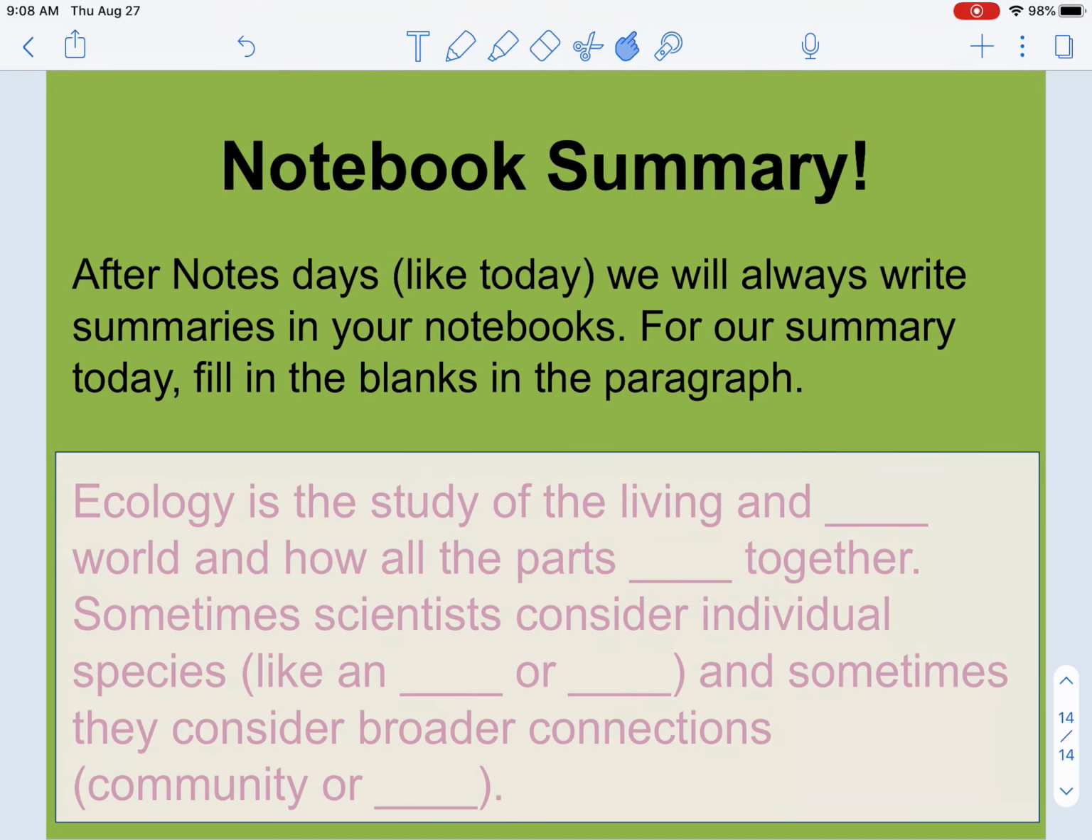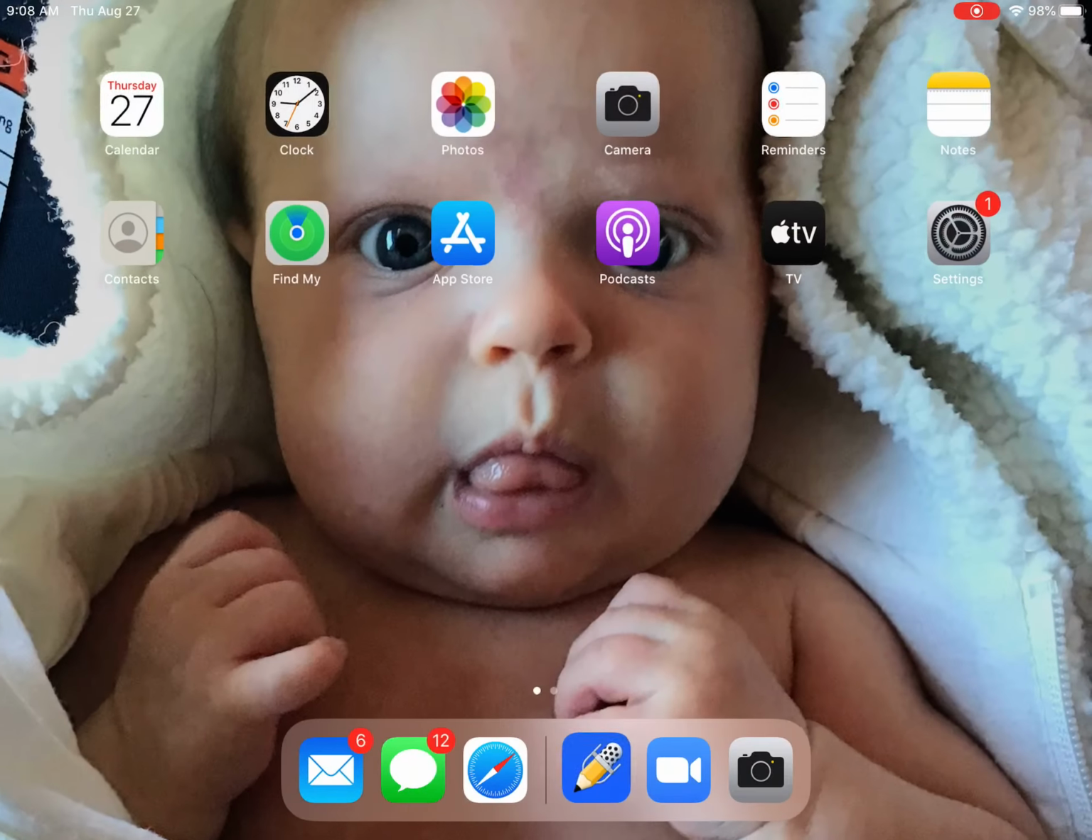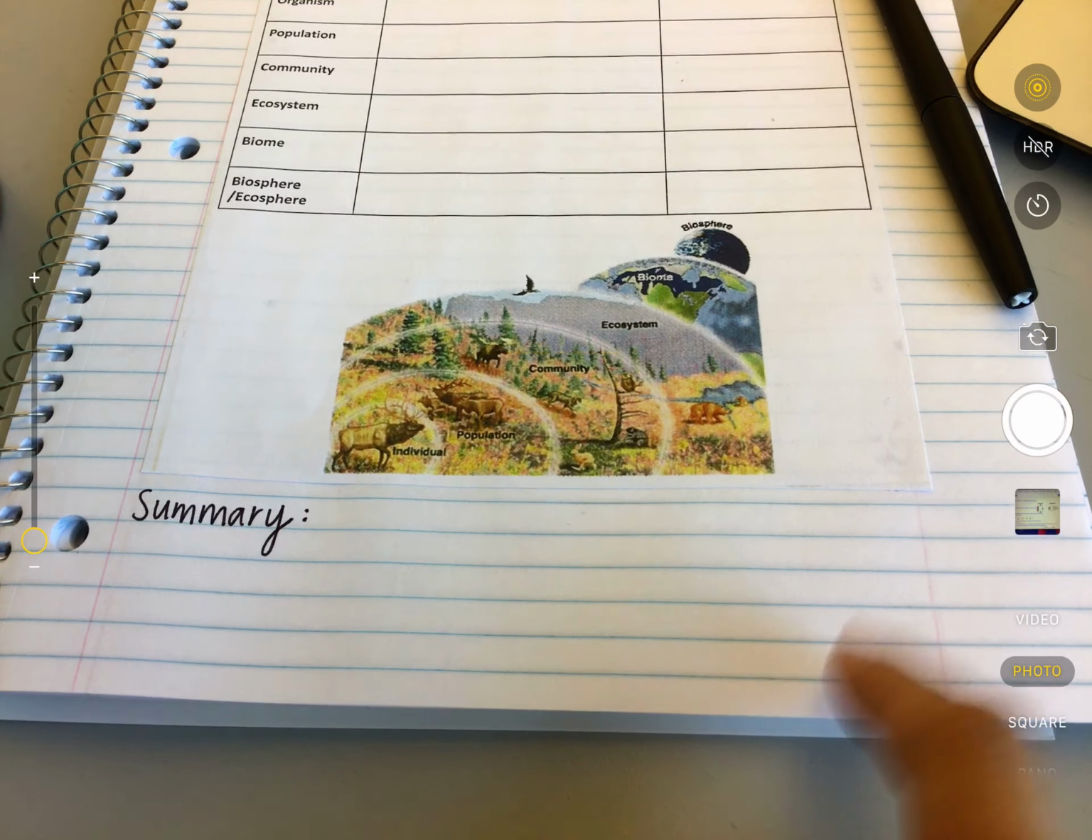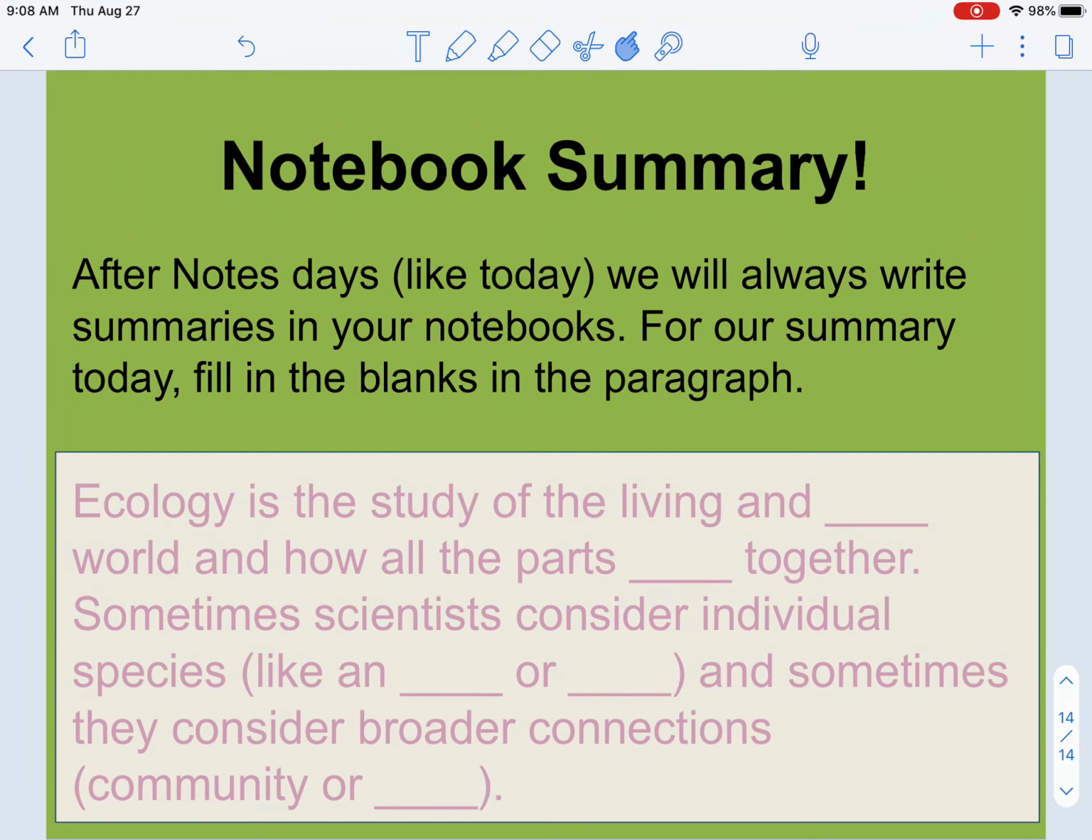And so the pink paragraph there is going to be the summary. And I want you guys to read through that, to copy it down. You're thinking, well, where am I going to copy this down? You're going to copy it down at the bottom of your page. And I want you to fill in the blank there. Ecology is the study of the living and non-living. We will go over this in our in-person class, next class. And so try your best to fill in the blanks. If you're not sure, give it a guess, and we will go over it next class.